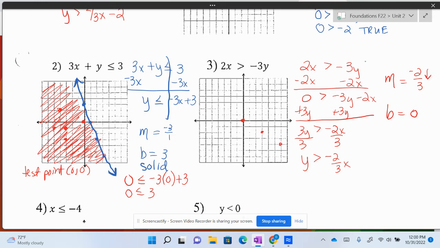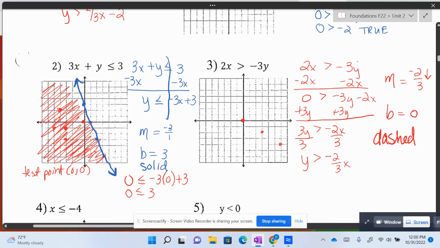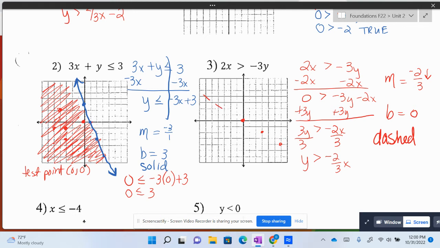Is this going to be a dashed line or a solid line? Why? Good job. It's just greater than. Awesome. So I'm going to dash this line. I cannot choose the test point 0, 0. Why? Because it's on the line. It's not going to help me, right? Does that make sense?